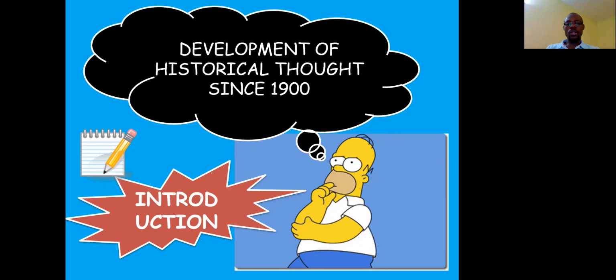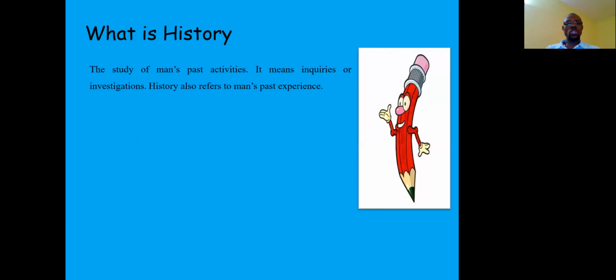As historians, we need to think critically and see how we will be arguing out our points as we go through this unit together. What is history? History refers to the study of man's past activities. It also means inquiries or investigations. History also refers to man's past experience. I think this one is self-explanatory, and we need not build more on that.